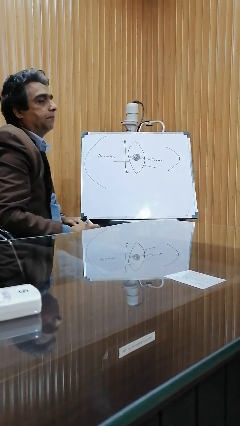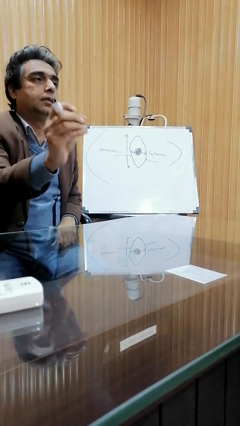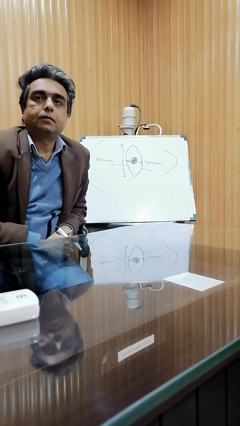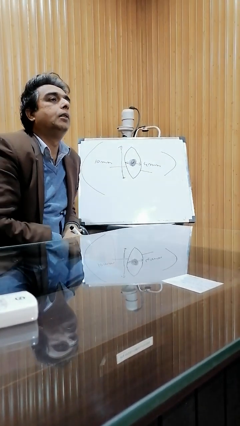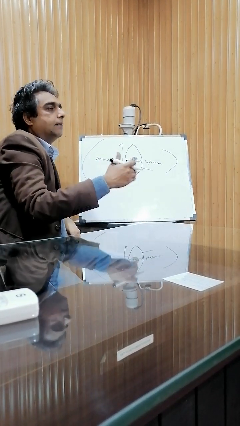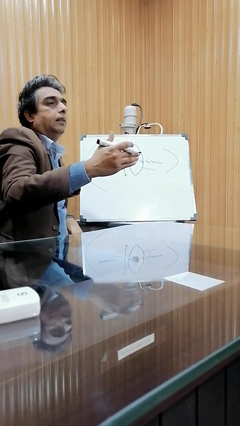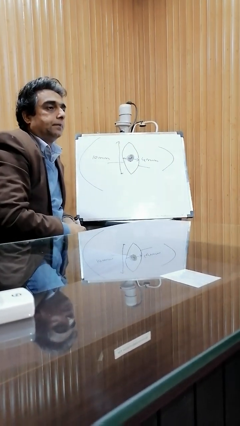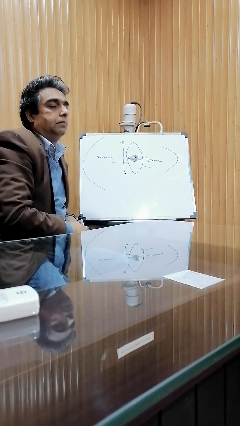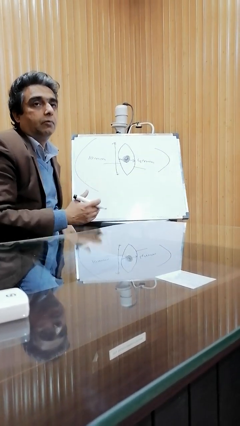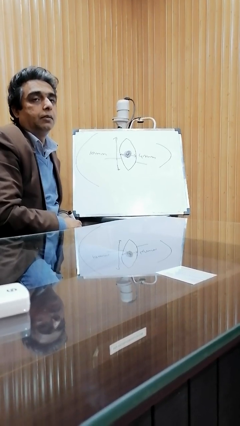lens fibers which are being produced since the embryo was formed, and it is called the nucleus of the lens. With the passage of time, its size increases till the age of 70. It becomes so large, and by around 60, 70, it becomes opaque or white, and that is what we call cataract.